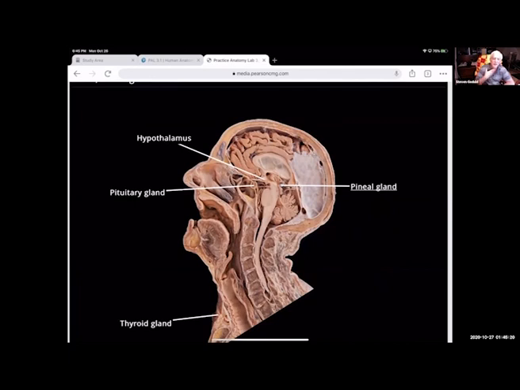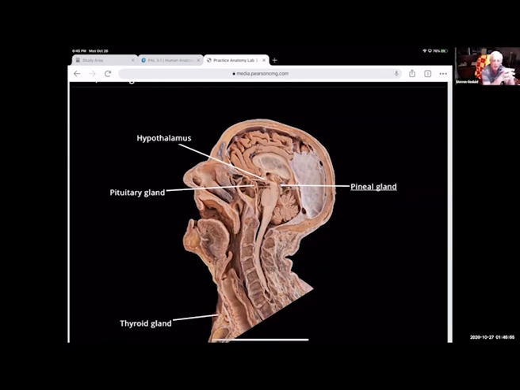Okay, thyroid gland, just below your thyroid cartilage. It's a butterfly-sized structure. How many lobes does a thyroid gland have? Two. Perfect. What connects them? What's the connection of the thyroid gland that connects the right and left lobes? The isthmus. Perfect. The isthmus connects the two lobes.